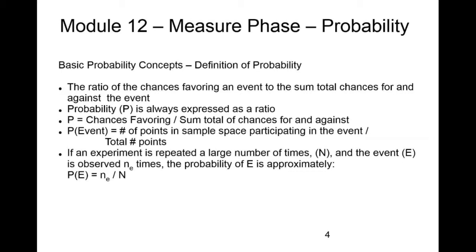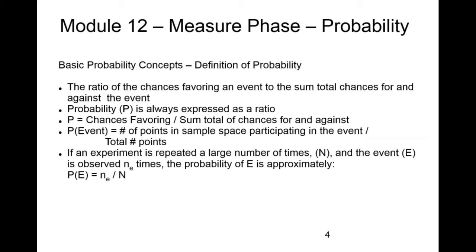The ratio of chances favoring an event to the sum total chances for and against the event gives you the probability. So in this case, if the first event has a 0.25 chance of occurring, and the sum total is 1.0, then the ratio would be essentially 1 to 4. There's one chance out of 4 that the event A, which has a 0.25 chance of occurring, will occur. It's always expressed as a ratio, and essentially it's the chances favoring divided by the sum total of chances for and against.